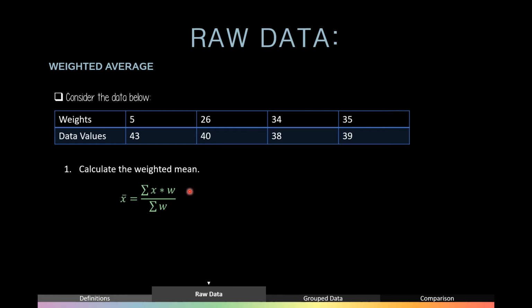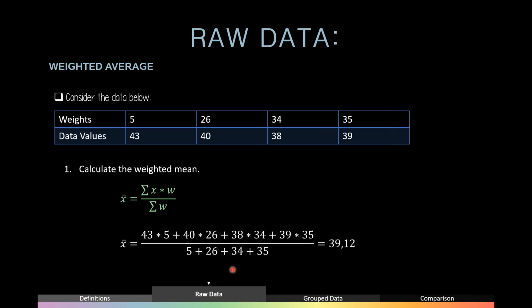So we would sum 43 times 5 plus 40 times 26 plus 38 times 34 plus 39 times 35. And we would divide this by 5 plus 26 plus 34 plus 35. So writing that all out, we get a weighted average of 39.12.